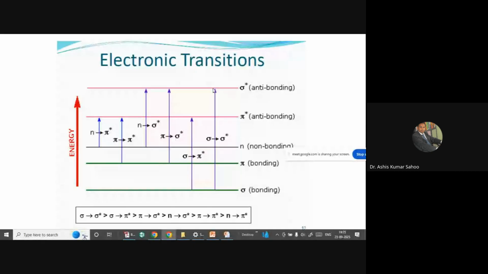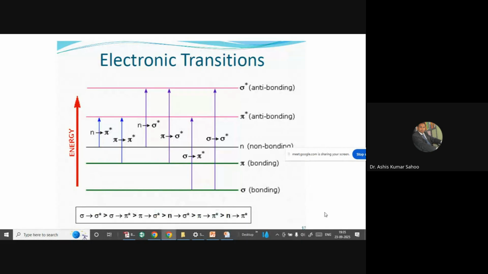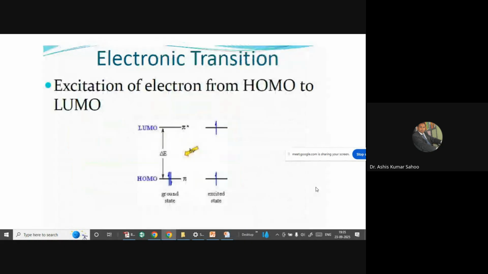Then we can see sigma to pi star, then n to sigma star, then pi to pi star. So these are the energies of electronic transitions of absorption. Electronic transition usually occurs from HOMO to LUMO.